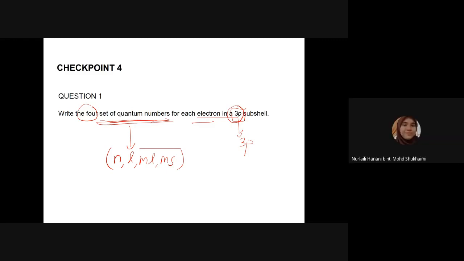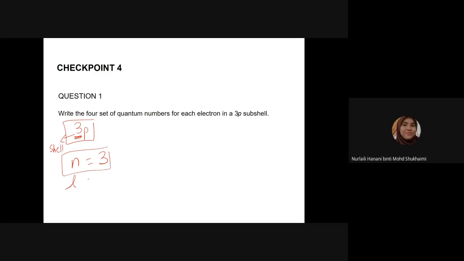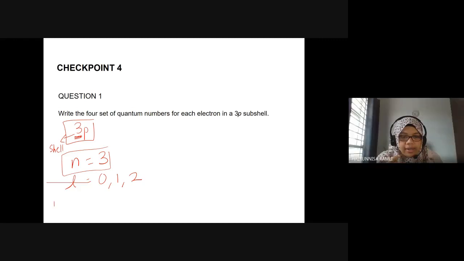Okay, 3p eh. Kalau you tak nampak, you keluarkan dulu. Okay, 3 ni tadi is referring to shell kan? So, maknanya your n is equals to 3. Kat situ dah clear. Tak payah tengok dulu p kalau you confused lah. When n is equals to 3, your l is equals to 0, 1, 2. And then, your ml for this one is 0, for this one is negative 1, 0, 1. For this one is negative 2, negative 1, 0, 1, 2. Okay, so ms either positive or negative half.